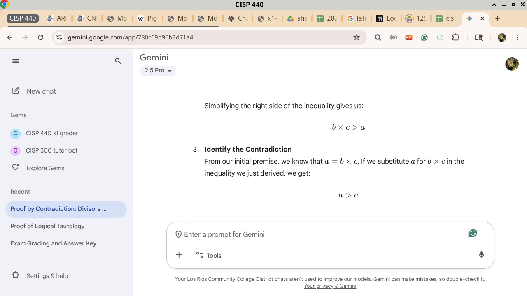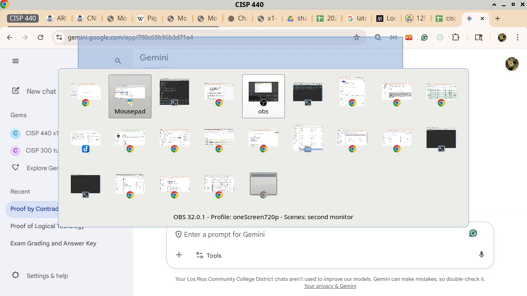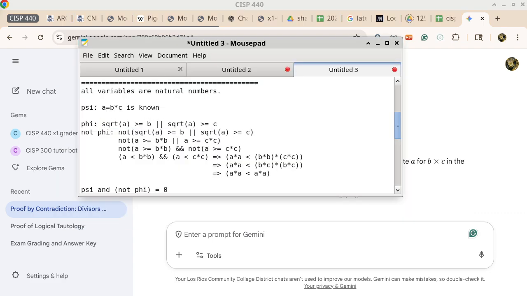No, no, this is a guaranteed contradiction. Okay, let me go back to here. So that means, if you negate phi and you combine it with psi, then it is a guaranteed contradiction. So the way we utilize psi in this entire process is when we see B times C, we can replace it with A. That is how psi is utilized in this implication here.